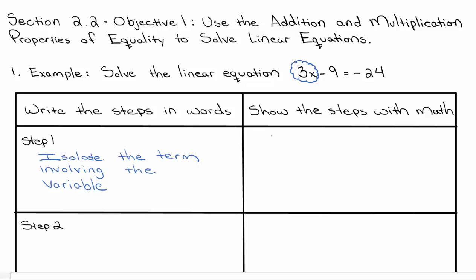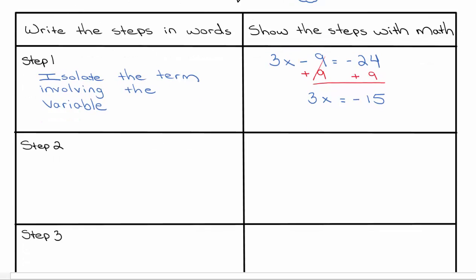So let's write down the whole equation right here. 3x minus 9 equals negative 24. So first thing to isolate the 3x, I'm going to add 9 to both sides. And that's going to give me 3x equals negative 15. Now that we have isolated the term involving the variable, we're ready for step 2.